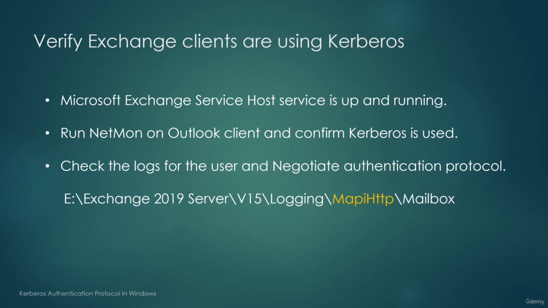Then we can run Network Monitor on a client and confirm that Outlook is using Kerberos for the MAPI over HTTP URL service. On the Exchange server, we can check the MAPI HTTP logs and search for the username and negotiate authentication.